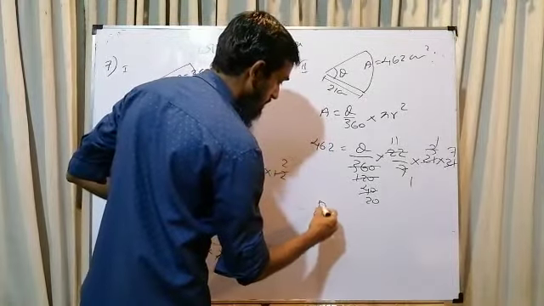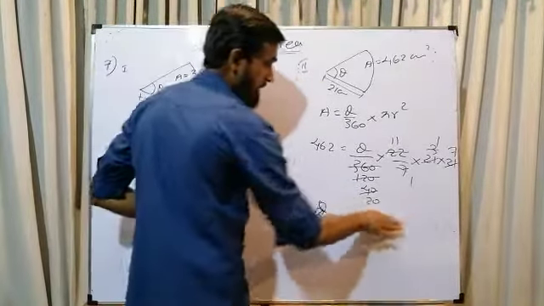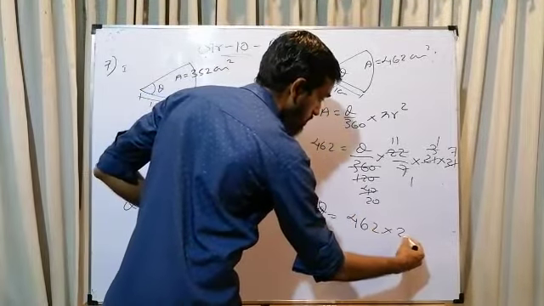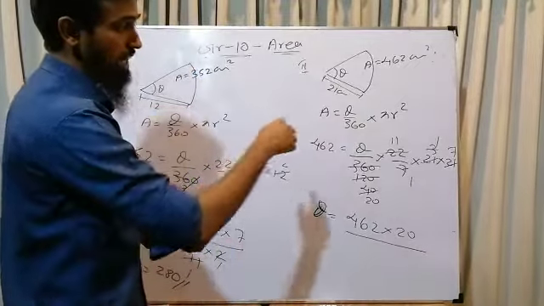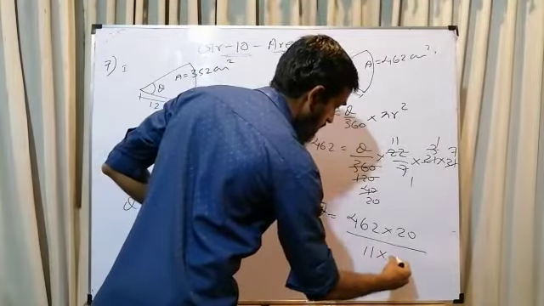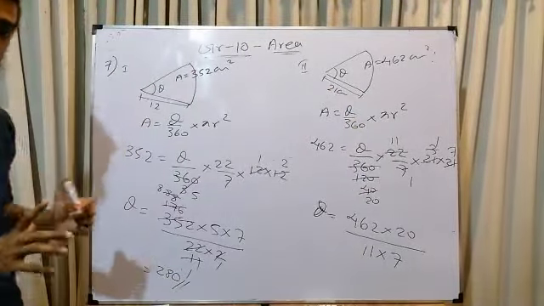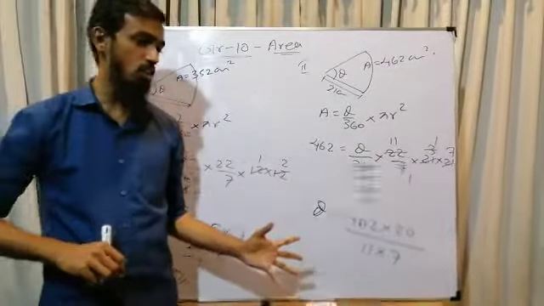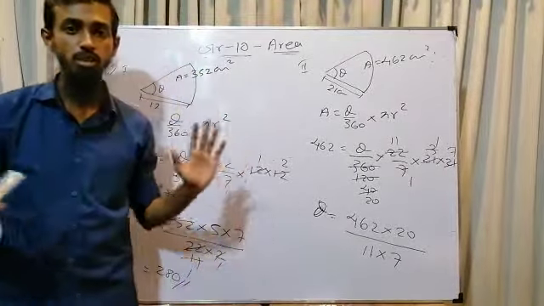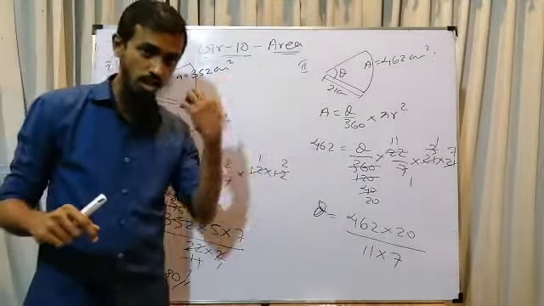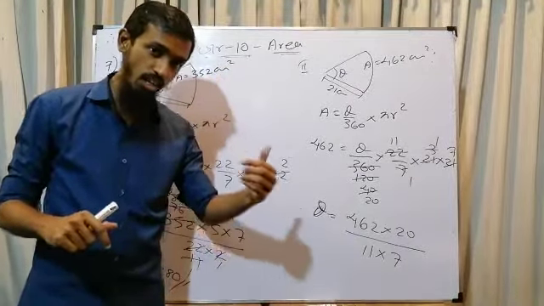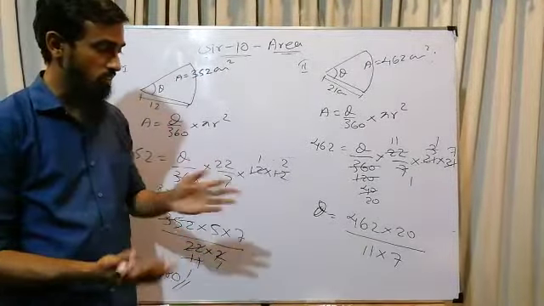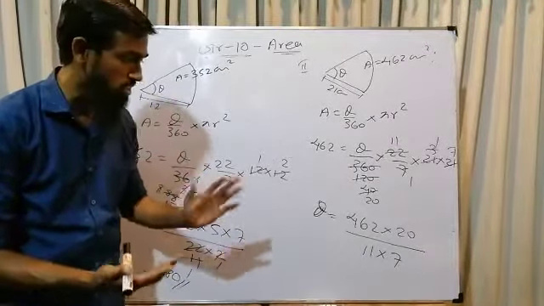Carefully subject the theta. So theta, in the denominator we have 20. So cross multiply by 462. 462 into 20 over 11 into 7. 11 into 7. Don't worry about the numbers. Keep one thing in your mind. All the given values should divide, because we don't use calculators. The given numbers should divide with the value. 462 and 7, we can check we can divide.